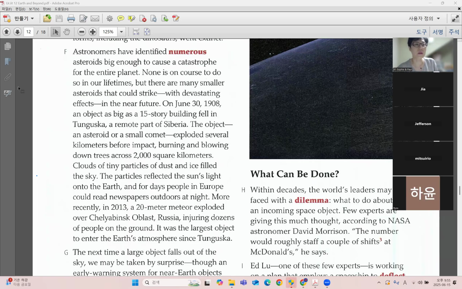Okay, astronomers, a space scientist, have identified. What does identified mean? To know, recognized. Numerous. What is numerous? Many, it is related to number. It means many asteroids. What are asteroids? Space rocks.